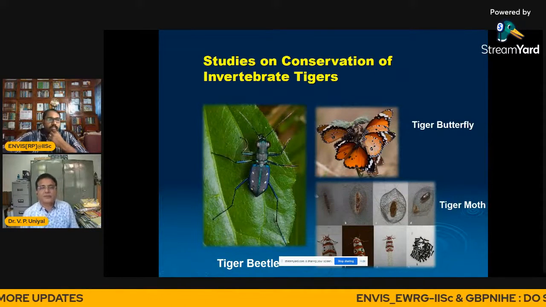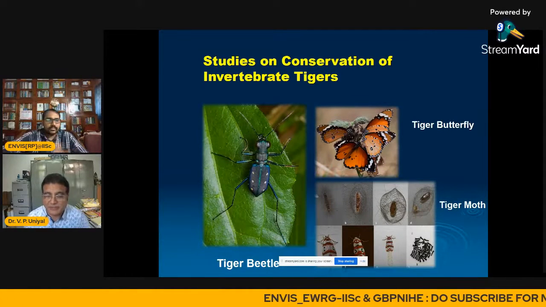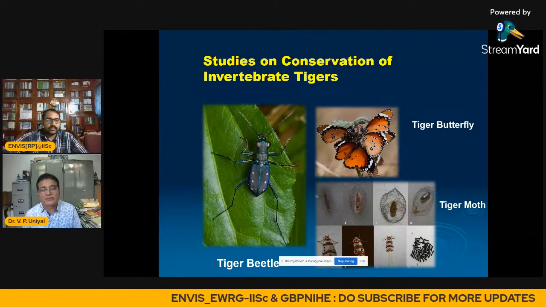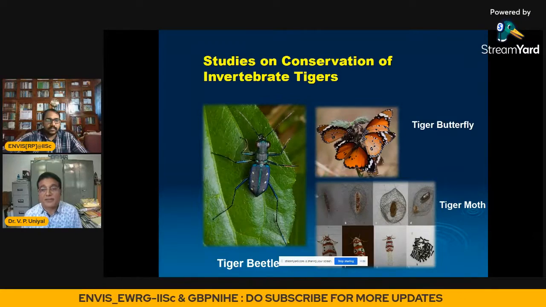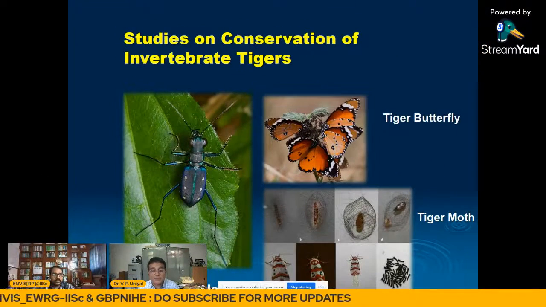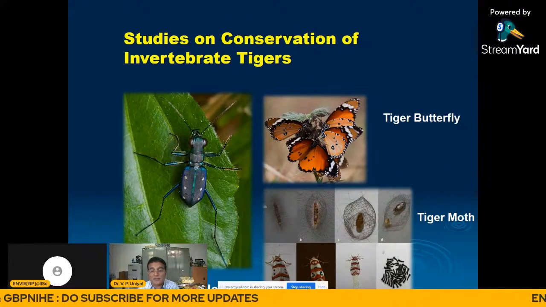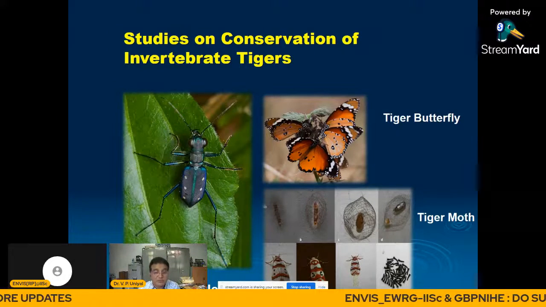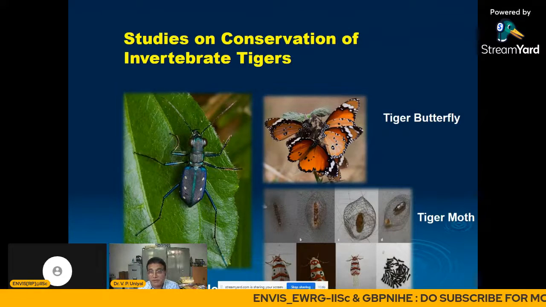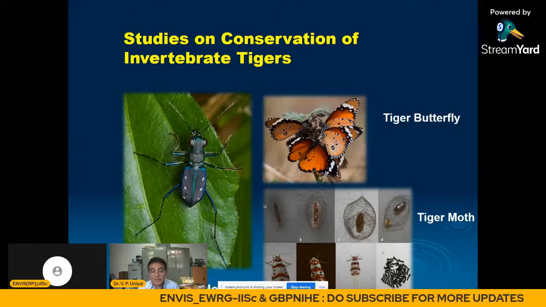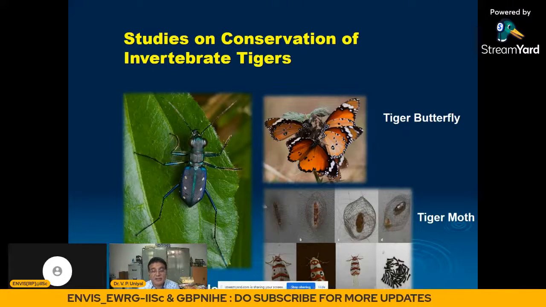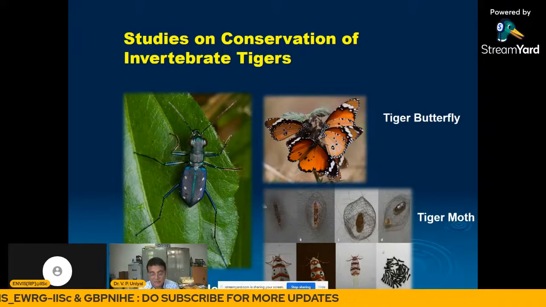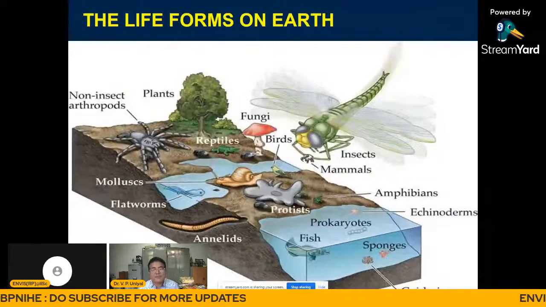There are studies in protected areas, national parks, and sanctuaries on tigers, rhino, elephant, and other species. But we also have small and beautiful creatures, and they are equally important as a tiger. We have the beautiful tiger beetle, tiger butterfly, tiger moth, and they are equally important as tigers, and they are the best indicators for monitoring biodiversity.